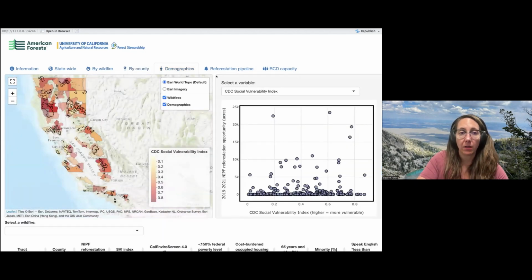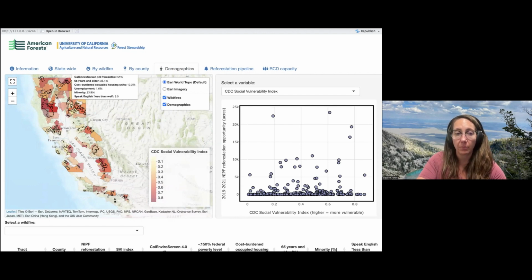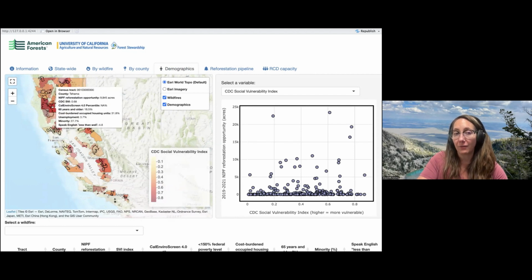What we have for demographics then is this map that is going to start off showing your social vulnerability index for each of the census tracts that overlap with some of that post-fire reforestation opportunity on private non-industrial lands. The darker the red, the higher the vulnerability.